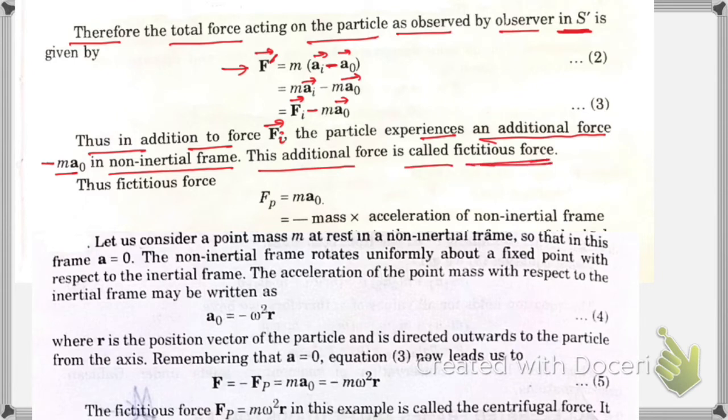This additional force is nothing but fictitious force. Thus fictitious force is given by F p, which is equal to minus m a naught, right? So negative mass into acceleration of the non-inertial frame, right? So now let us move on to the next part of the question.